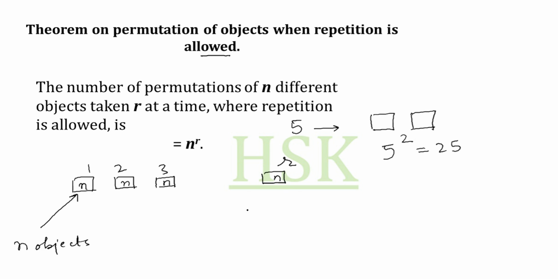So the total number of ways of filling the first place, second, third place, or the last place, that is the rth place, are going to remain the same, that is equal to n. So the number of permutations in this case, by applying the fundamental principle of counting, would be equal to n into n, r times. So this will be equal to how much? n to the power of r. So this is how we get this result.